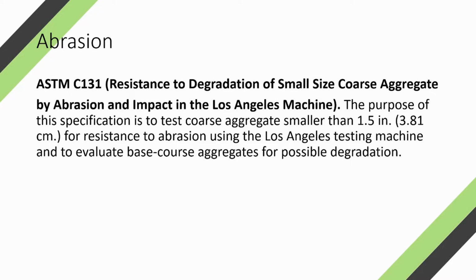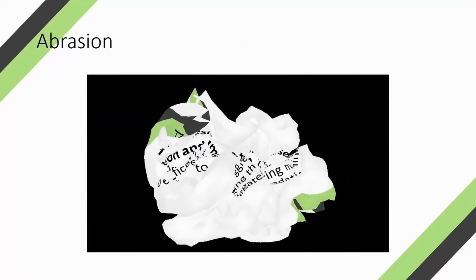So, ito ay importante, yung abrasion resistance para sa ating base coarse aggregates kasi. ASTM C131, yung kapareho niya sa AASHTO is AASHTO T96. So, yun yung equivalent na testing specification niya for AASHTO. So, ayan, panoorin natin yung video for the test for abrasion.